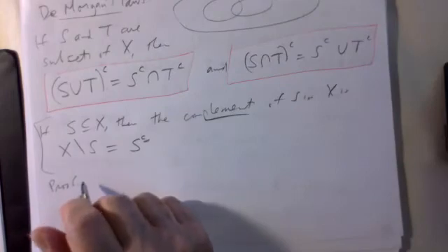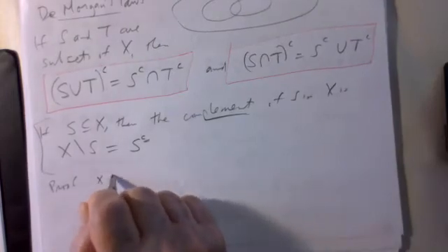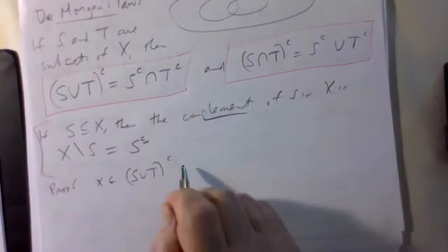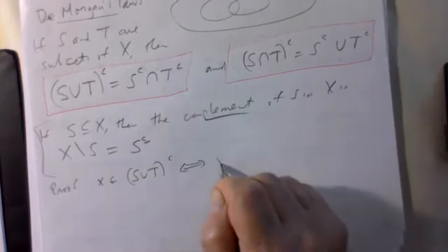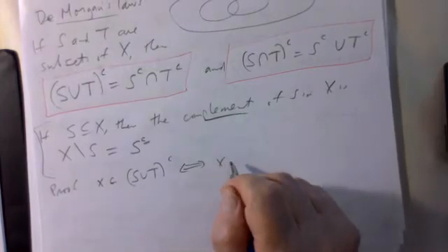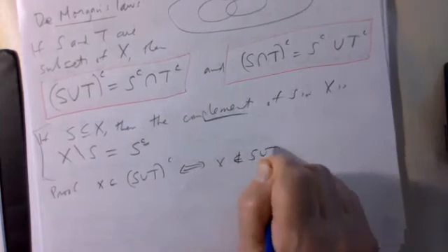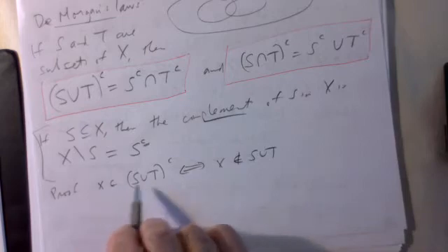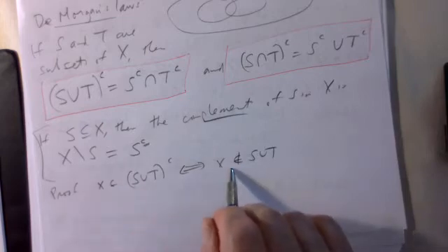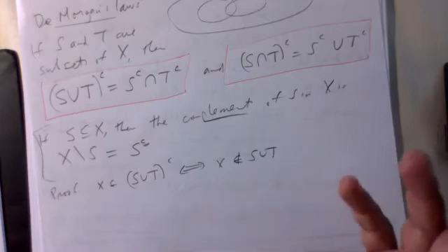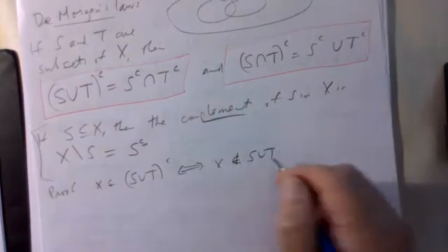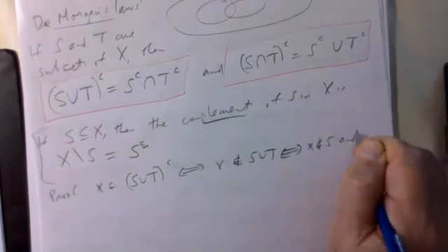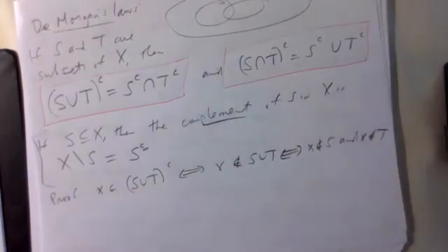So an element X is in the complement of S union T. What does that mean? That means X is not in S union T. The complement of this set is everything which is not in the set. So X is in the complement of S union T means X is not in S union T. And to say it's not in the union means two things. X is not in S and X is not in T.